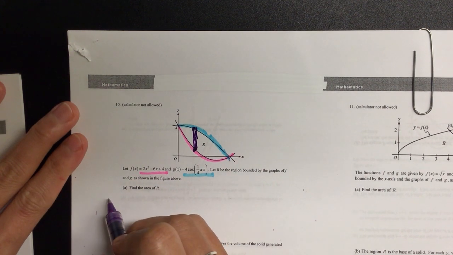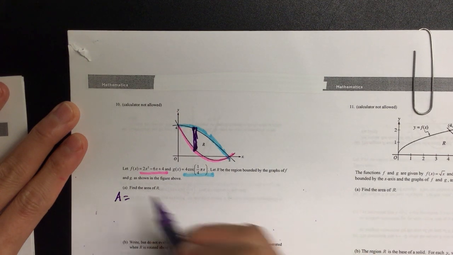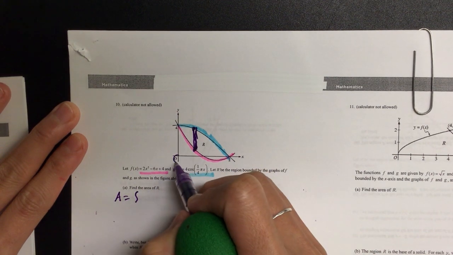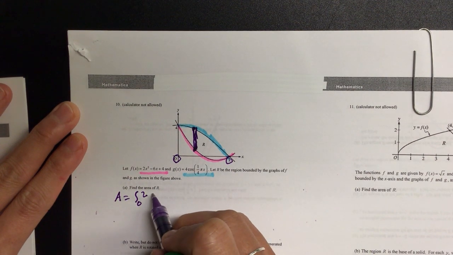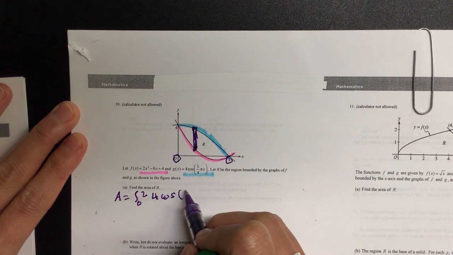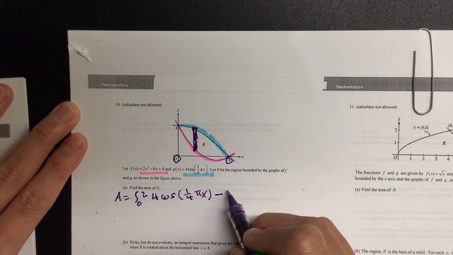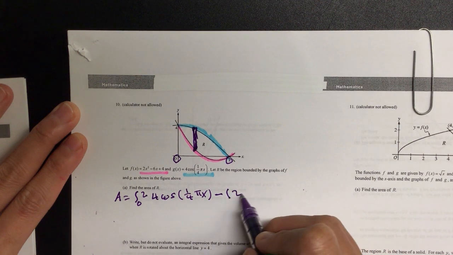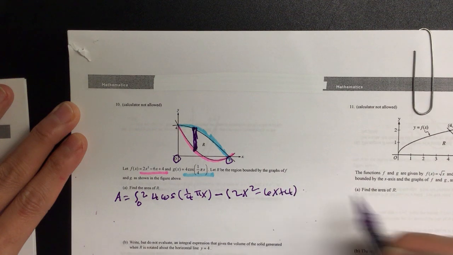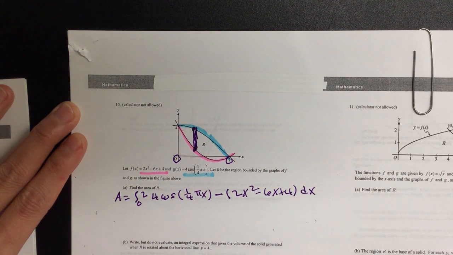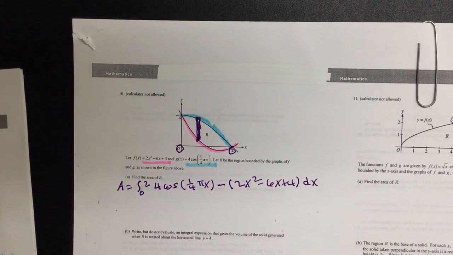So we have the area is equal to, and let's leave it in terms of x. We're going to start from 0 to 2. And it's going to be top, which is 4 cosine of 1/4 pi x, minus the bottom. And when you're subtracting the bottom piece, don't forget the parentheses. Then we have dx. The second piece is easy to anti-derive, no problem. The first one, we have to use substitution.